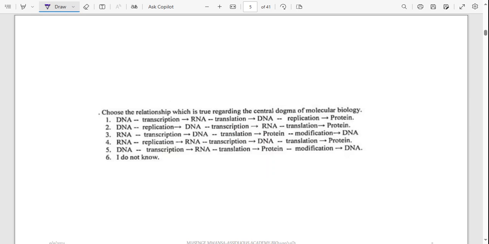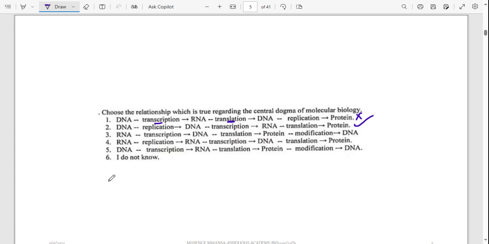Choose the relationship which is true regarding the central dogma of molecular biology. The first one they've mentioned here is transcription. It's DNA to RNA. Well, you know that is true, right? But translation is not RNA to DNA. So this is wrong. The second option, DNA to DNA replication, that is true, right? DNA to RNA, that is transcription, that is true, right? RNA to proteins, that is translation. This is true.